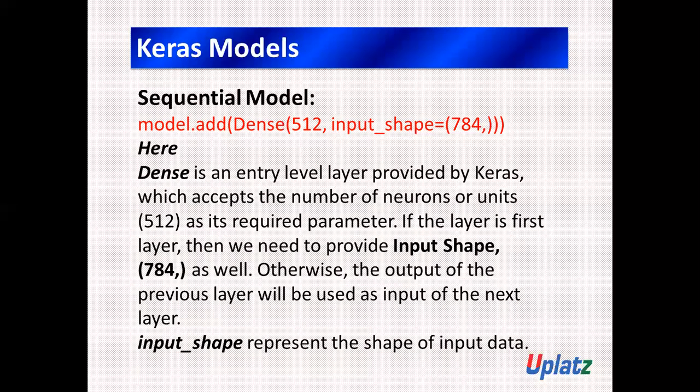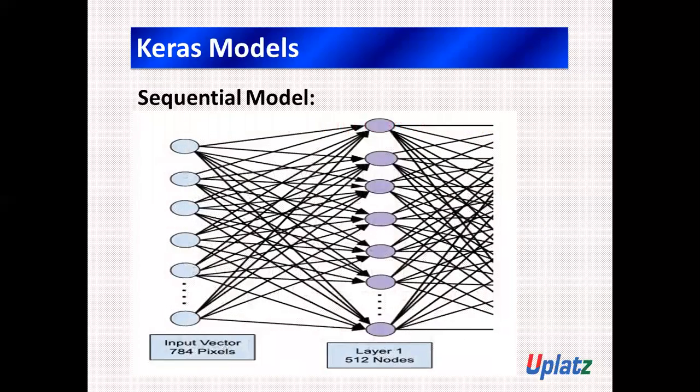We need to provide input shape as well. So we have provided input_shape equal to 784. Otherwise, the output of the previous layer will be used as the input of the next layer. And what is this input_shape? Input_shape represents the shape of the input data. Got the point? So here, what we have done is we have added the input layer.